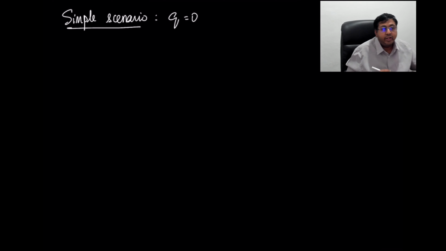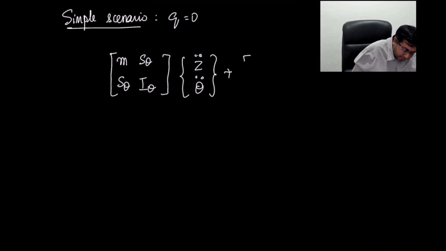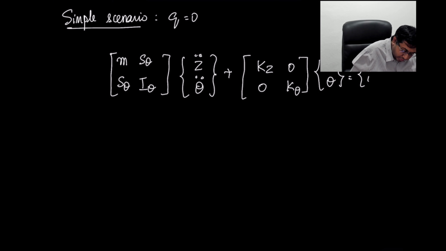So for now, let's try to take a very simple scenario. Let's start with a simple scenario where we say Q is equal to 0. So this reduces us to a very simple 2-degree of freedom system where we are saying [m, s theta; s theta, I theta] into [z double dot, theta double dot] plus [kz, 0; 0, k theta] [z, theta] equal to 0.